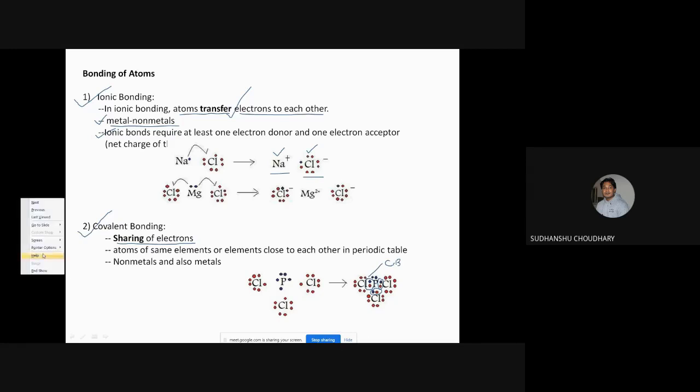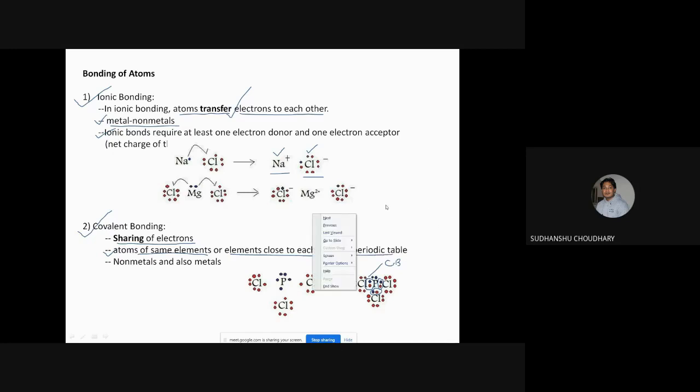And these covalent bonds are possible between atoms of the same elements or elements close to each other in the periodic table. Okay. So atoms of the same element, for example silicon, can have a covalent bond. That is, sharing of electrons is possible. Similarly, it is possible between elements which are close to each other in the periodic table. That is group 3 and group 5 elements can also make bonds with silicon.